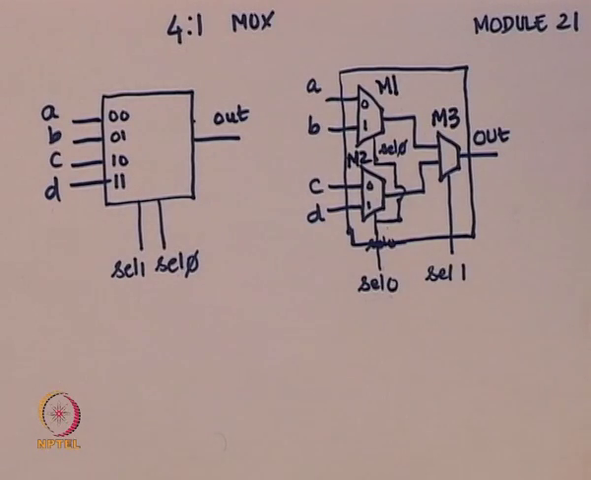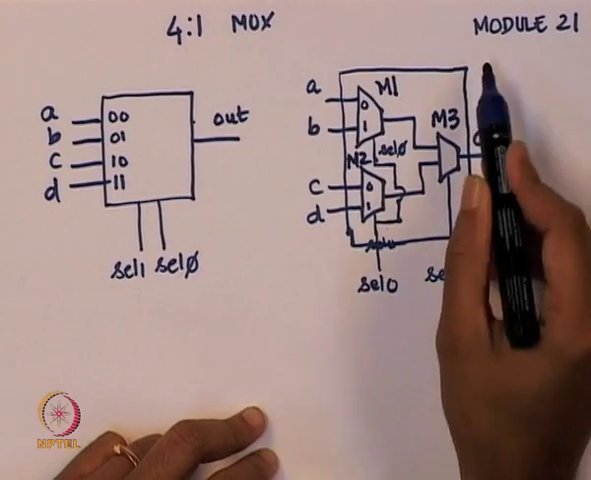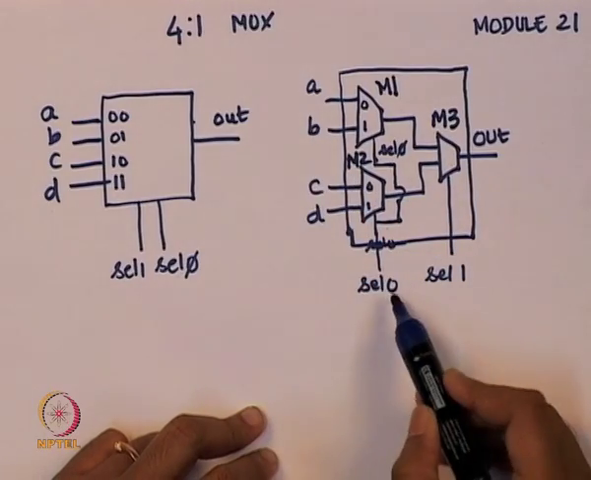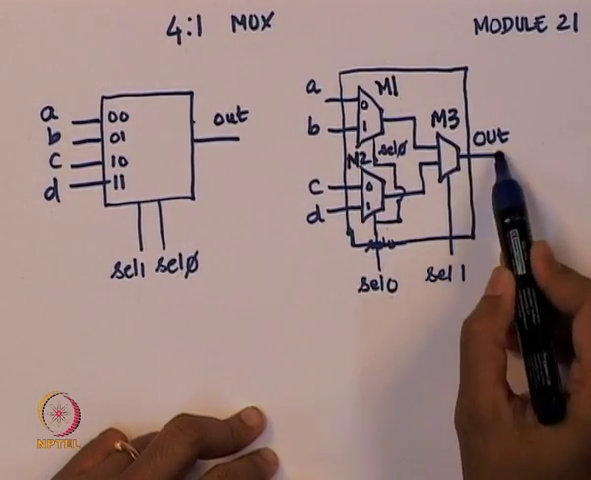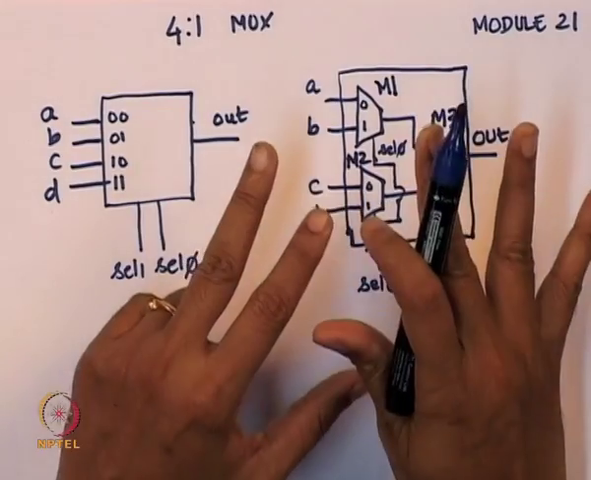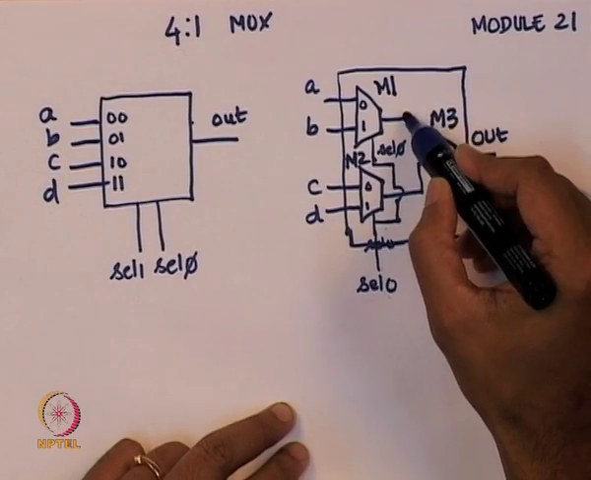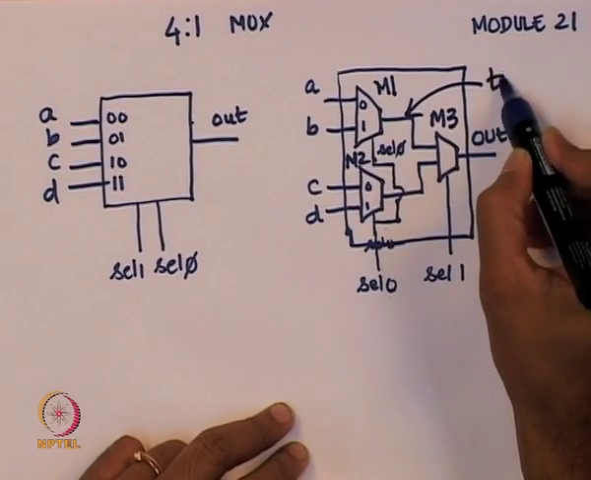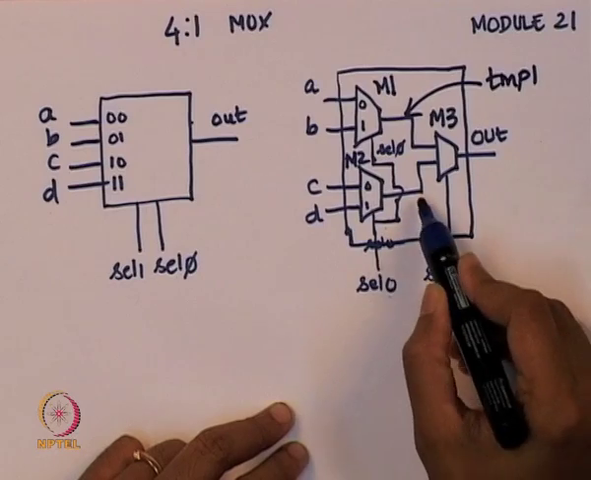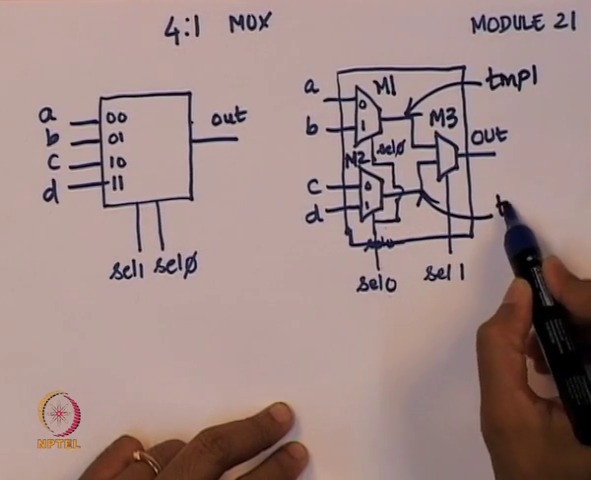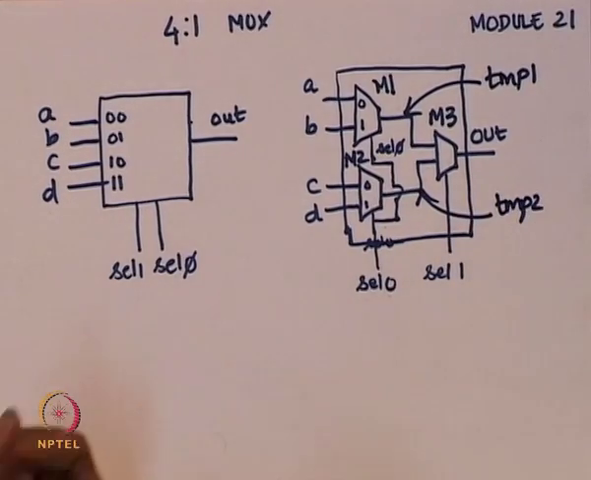So far, if I look at it as a black box, it is taking A, B, C, D, select 0 and select 1 as inputs, and giving out an output. Internally I have some structure. I will need wires for this, so I will call these temp 1 and temp 2. So let us say this is a circuit that you will draw. If I ask you to do it on a piece of paper, you will do this as a circuit.